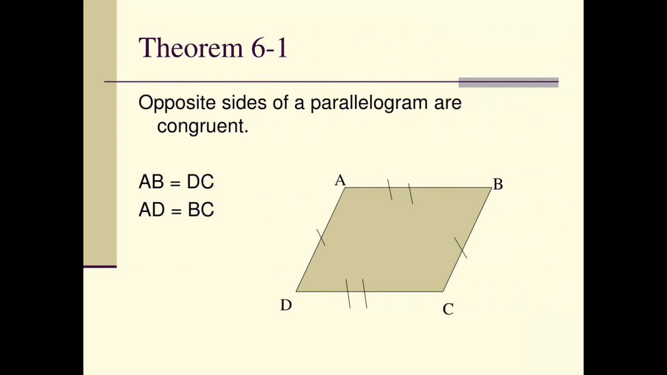This is the vocab or important information we're going to be covering in today's lesson, and you guys should include it in your notes. Our first is Theorem 6-1, which says that opposite sides of a parallelogram are congruent. So we already knew that opposite sides of a parallelogram were parallel, but now we're learning that they are also congruent. So the left and the right are the same, and the top and the bottom are also the same. And that is Theorem 6-1.